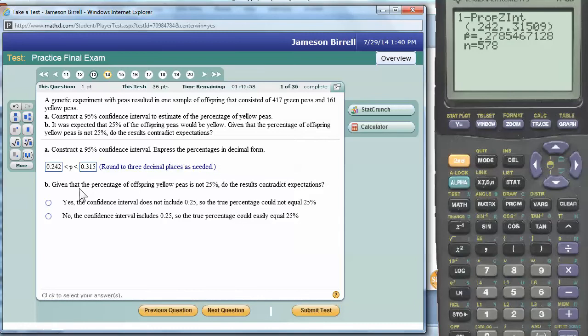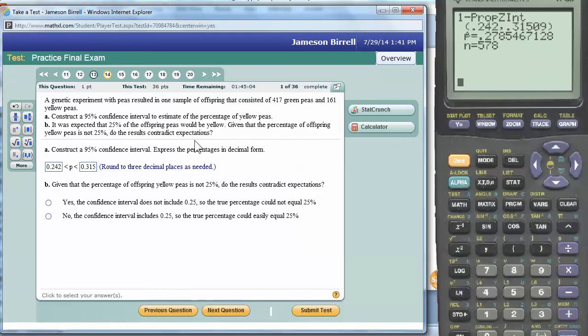Okay. Given that the percentage of offspring yellow peas is not 25%. Oh, what was it, by the way? Oh, right here. The nice thing about the calculator is it's going to calculate p hat for you, 161 divided by 578, which is 28%. So, given that the percentage of offspring yellow peas is not 25%, do the results contradict expectations? Better look at those expectations. Part B was where it said it was expected that 25% of the offspring would be yellow.